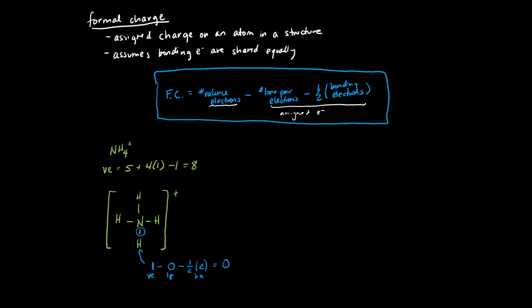Next, let's look at nitrogen. Nitrogen, as we can tell from its position on the periodic table, has 5 valence electrons to start out with. In the structure, it has 0 lone pairs and 8 bonding electrons. So we'll have 5 minus 0 minus 1/2 times 8, or 5 minus 4 to equal 1, giving us a formal charge of +1 on nitrogen.